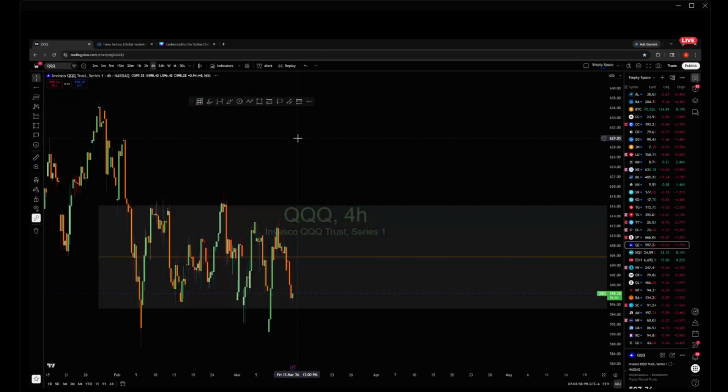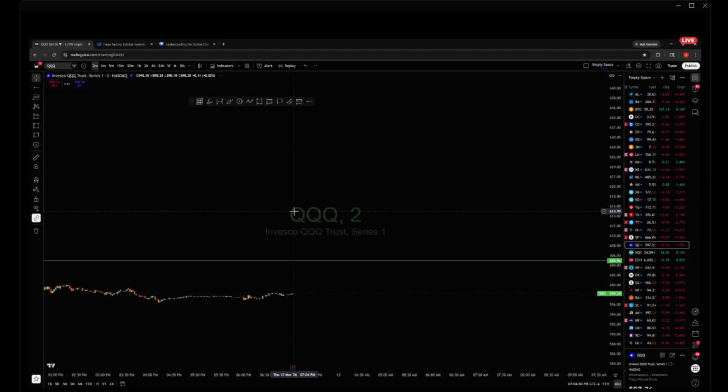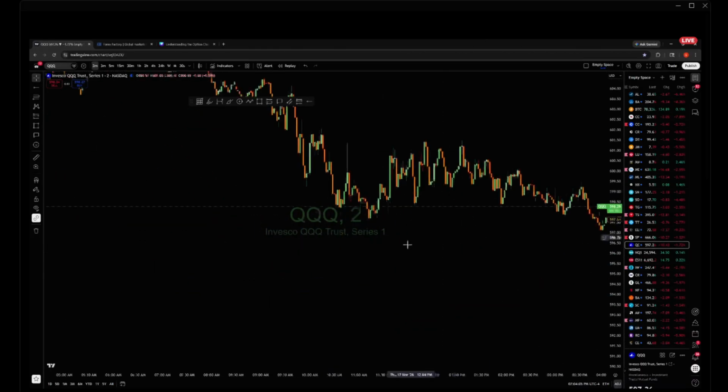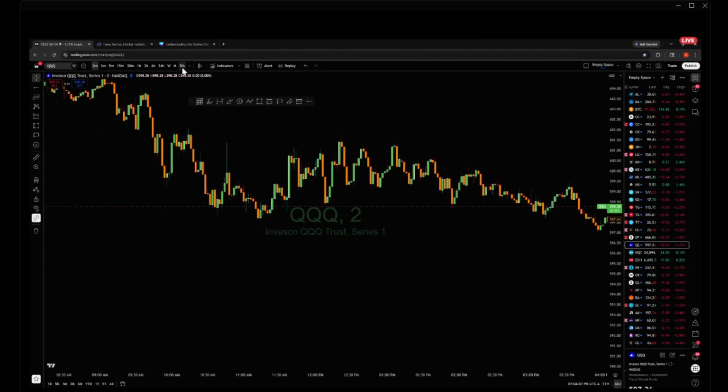What are the queues this morning? Look at that evil bastard going green. What was this at?